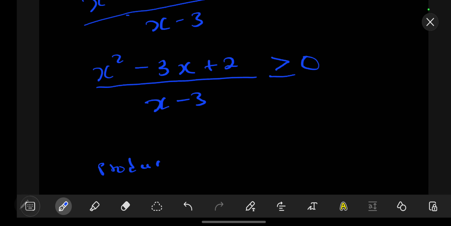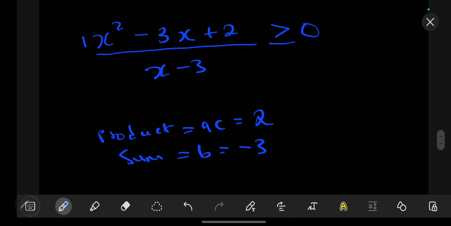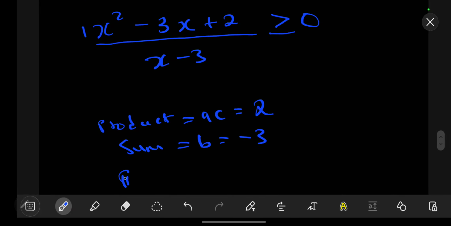In this case, the one on top should be equal to our AC, in which A is 1, then C is 2. So 1 times 2 will give you 2. Then our sum will be equal to B, which is the coefficient here, negative 3. Then we factor the two numbers which when you add them give you -3, but when you multiply, give you +2. Those values are -1 and -2. So if you add these, they will give you this. If you multiply them, they will give you that.